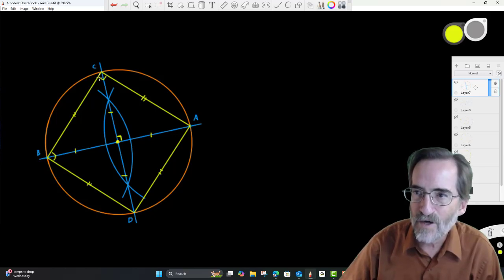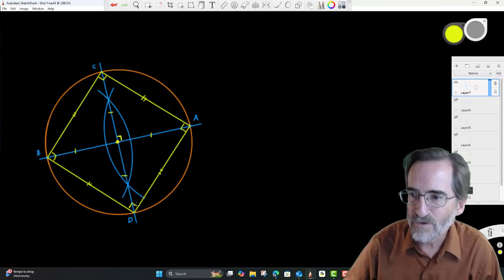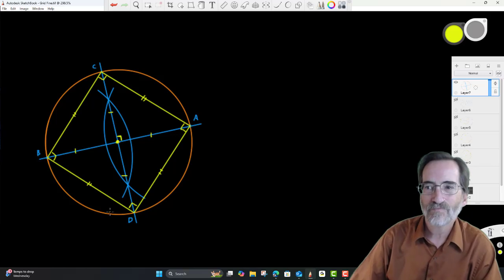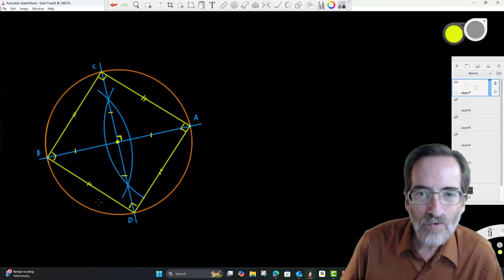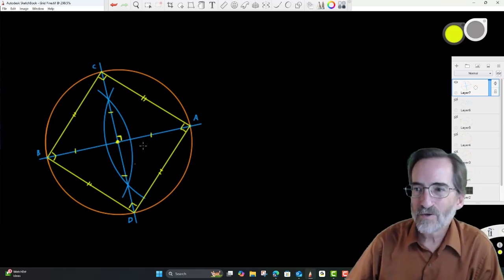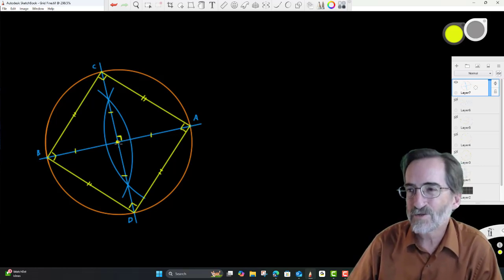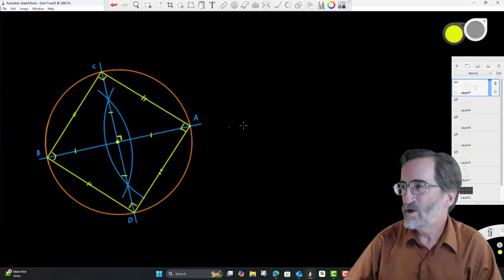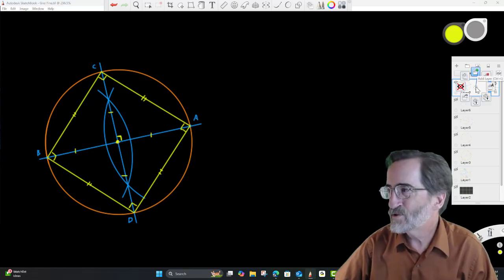You can check it out on your own using your protractor to measure the angles and verify that they are 90 degrees. Okay, so your task is to construct this quadrilateral, inscribed in a square, and then answer a few questions about it. Okay, let's go on here, and let's do another construction.